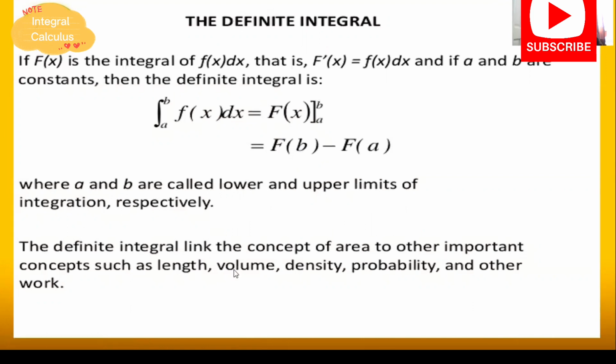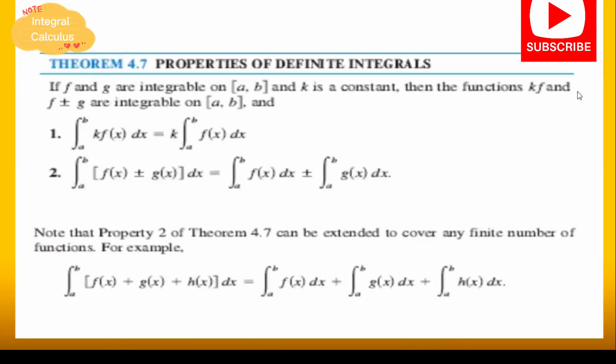So we have a simple example. But before that, we will discuss the properties of definite integrals, very common. We have Theorem 4.7: if f and g are integrable on the closed interval a, b, and k is a constant, then the functions k times f and f plus or minus g are integrable on the closed interval a, b. The first formula: the integral of k times f of x with respect to x from a to b. You transfer k outside as a constant, then get k times the integral of f of x with respect to x from a to b.